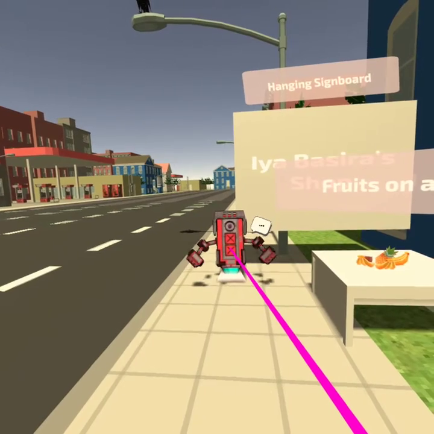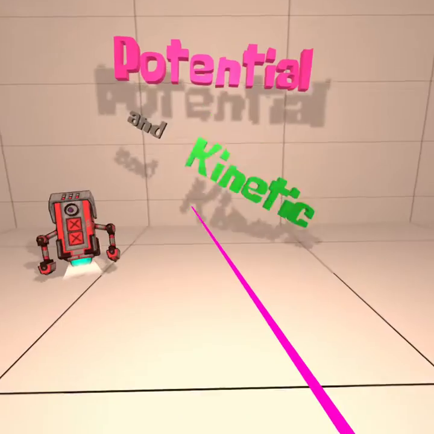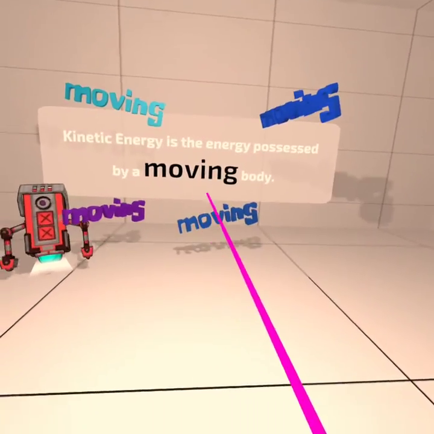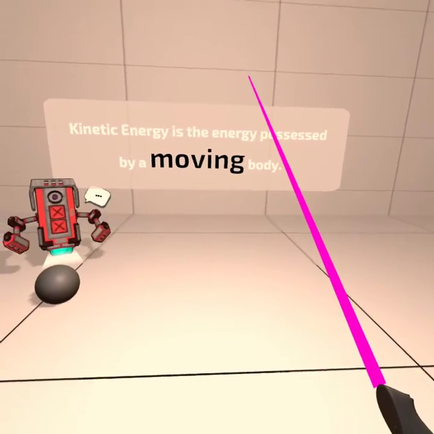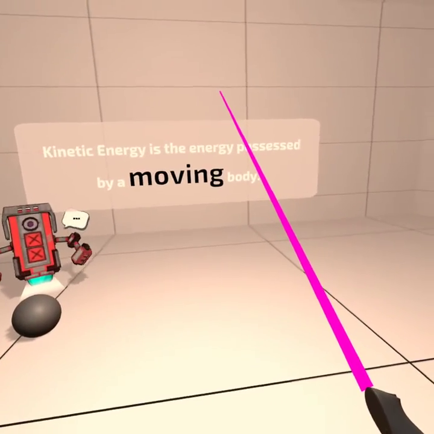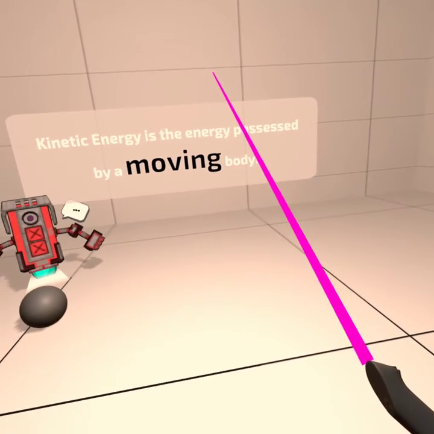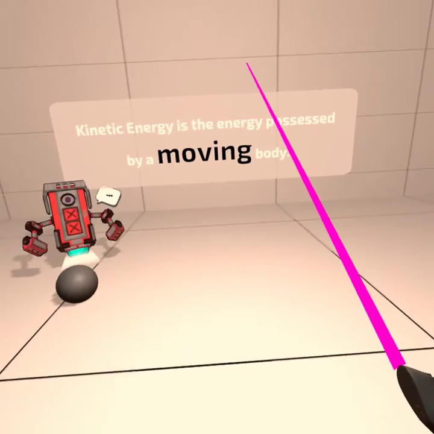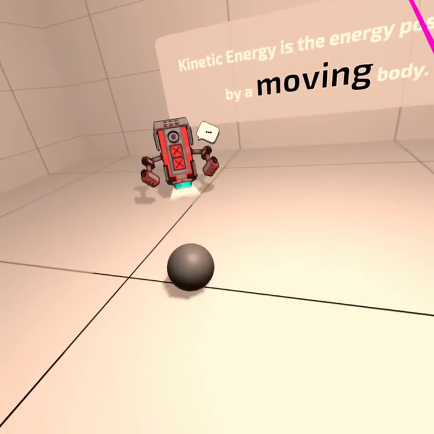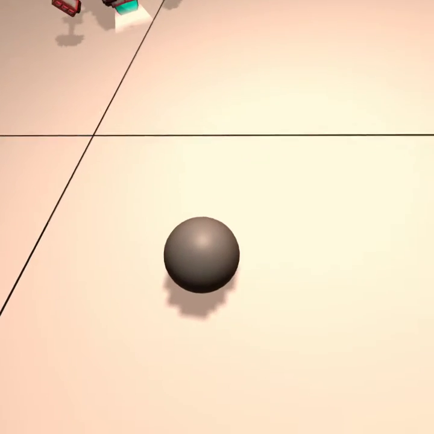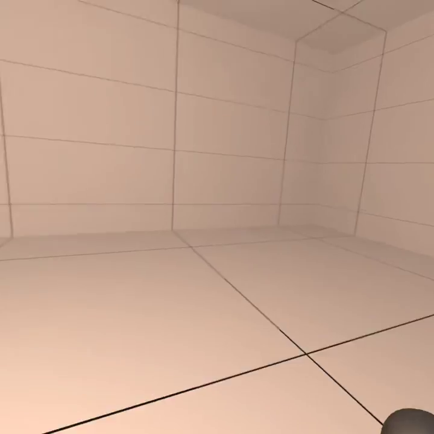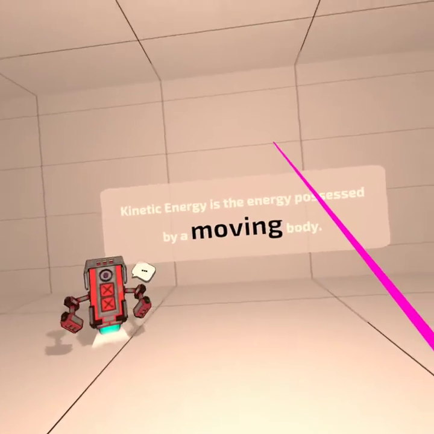Now let's talk about kinetic energy. Kinetic energy is the energy possessed by a moving body. When a ball is at rest on the ground, it has no kinetic energy, but when we apply a force to it, for example, I kick it and it starts moving, it therefore now has kinetic energy. So, any object that is moving has kinetic energy. The faster or heavier an object is, the more kinetic energy it has. Now, let us look at some examples.